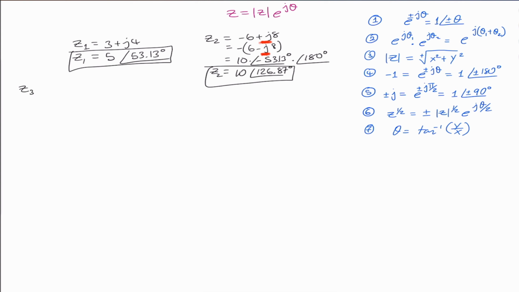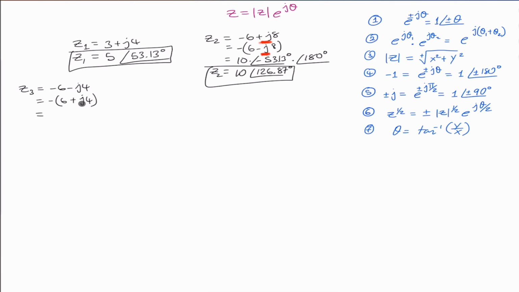z3 is equal to -6 minus j4. We still factor out our negative. We end up with a positive 6 and a positive j4. We then do the same thing in this case for our angle. Before, notice our j was negative, so our angle for our -1 is going to be negative.